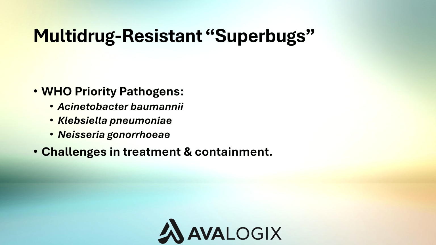Now, let's talk about what happens when bacteria accumulate multiple resistance mechanisms, so-called superbugs. Multidrug-resistant (MDR) organisms are resistant to 3 or more antimicrobial classes. Extensively drug-resistant (XDR) and pandrug-resistant (PDR) strains take it even further, leaving us with virtually no treatment options.